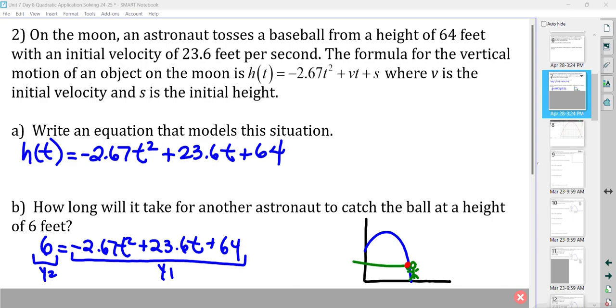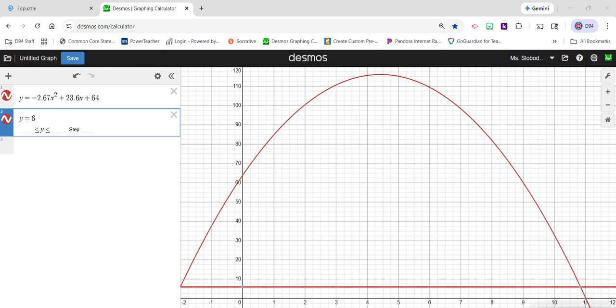So let's go to our graphing devices and see what happens. So I entered in my function y equals 6, and I can see it here. One intersection point is going to be over here in just past -2 seconds, but again, that doesn't make sense for our situation since the ball started at a height of 64 at 0 seconds, right? So we're ignoring this part of our graph for our scenario. So I'm looking to see where they meet, and that's here.